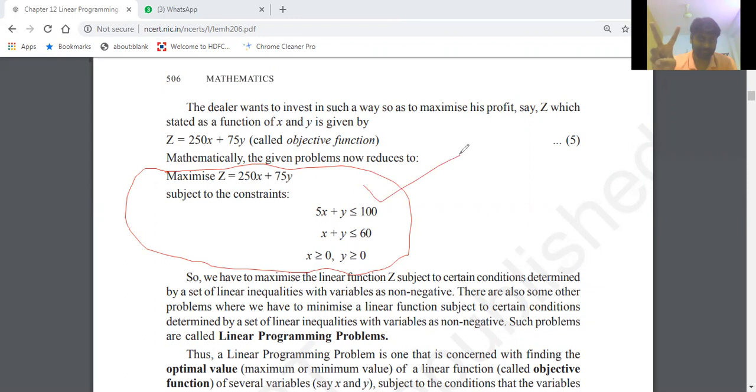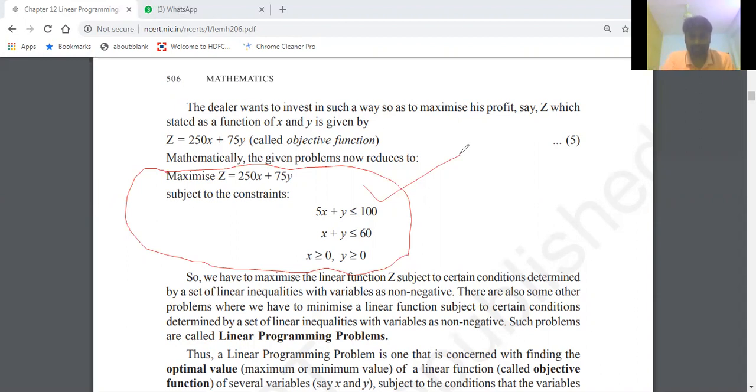Second step. What is the first step? As I told you, understanding the given problem. How many items is he going to purchase? How many things does he need? How much profit is he going to get on selling the first type of item, on selling the second type of item? All these things you have to understand in the first step. Now what is the second step? Formulating the given data in the form of inequalities. So this is the step.